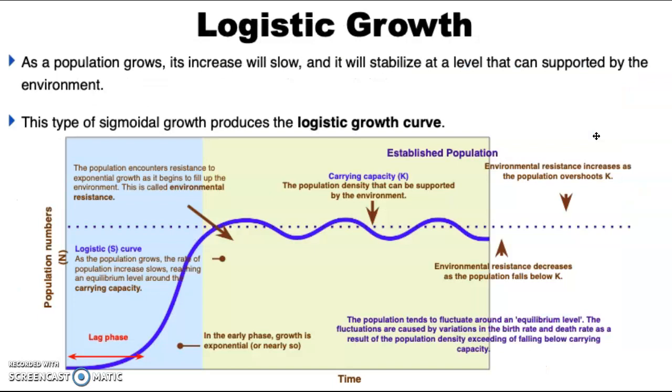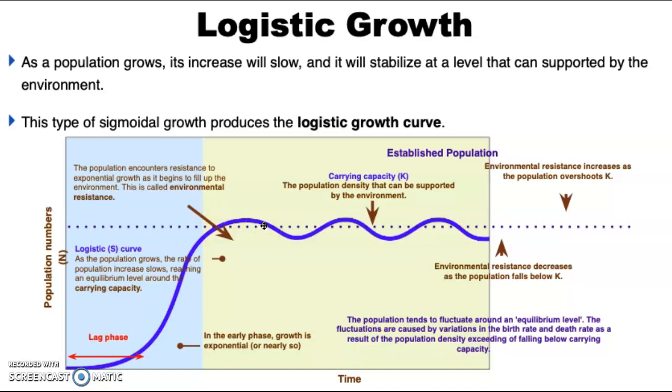But that doesn't typically happen. You're going to have environmental resistance. You're going to have a lack of resources to support that large population size. So you have your exponential growth here, and eventually we're going to hit environmental resistance. So we've grown, but we don't have enough resources to support this large population size.